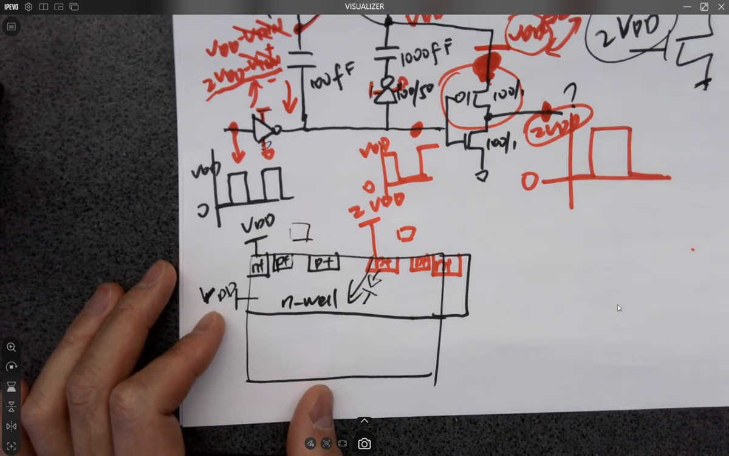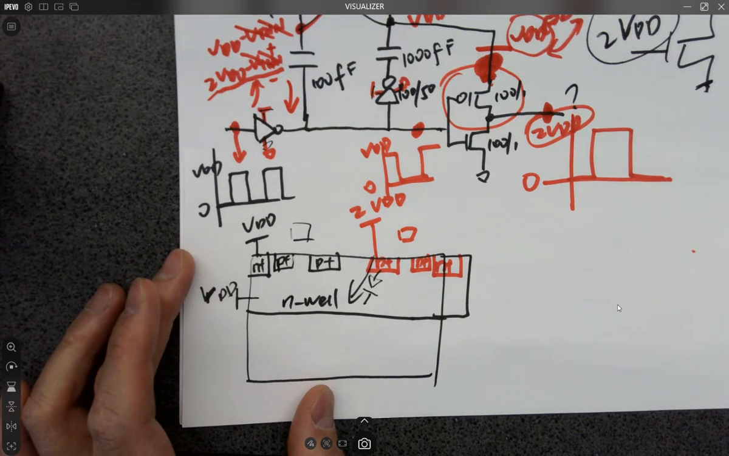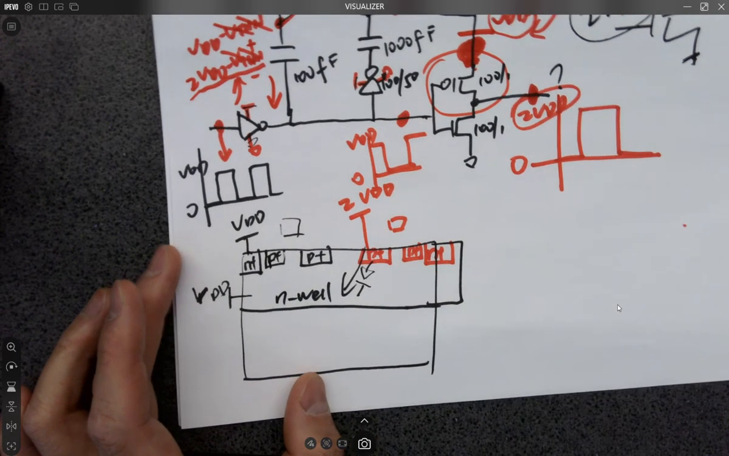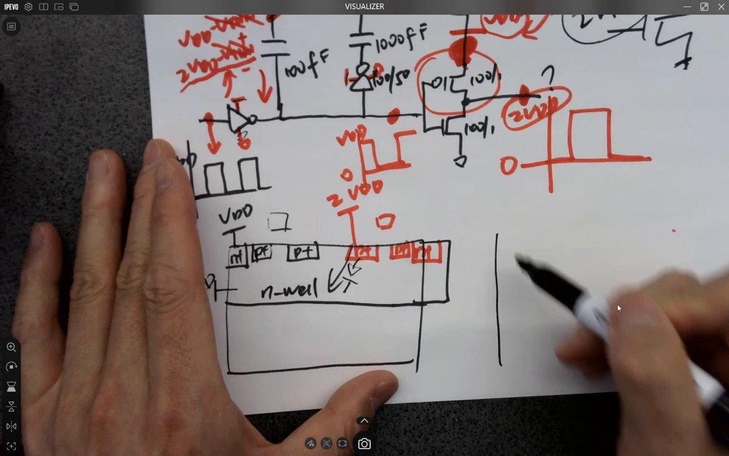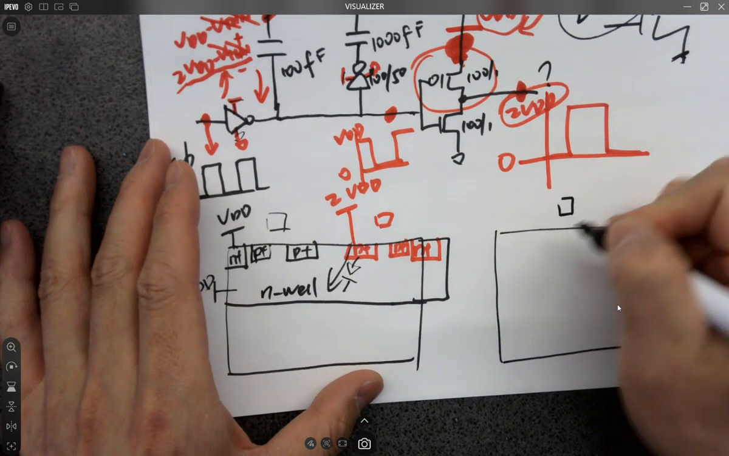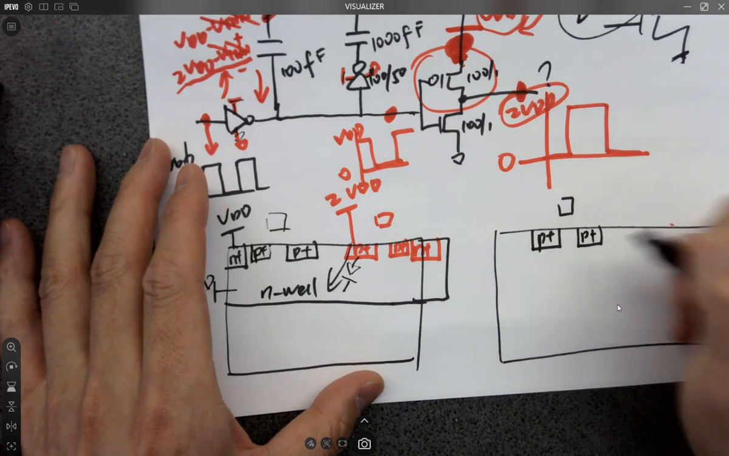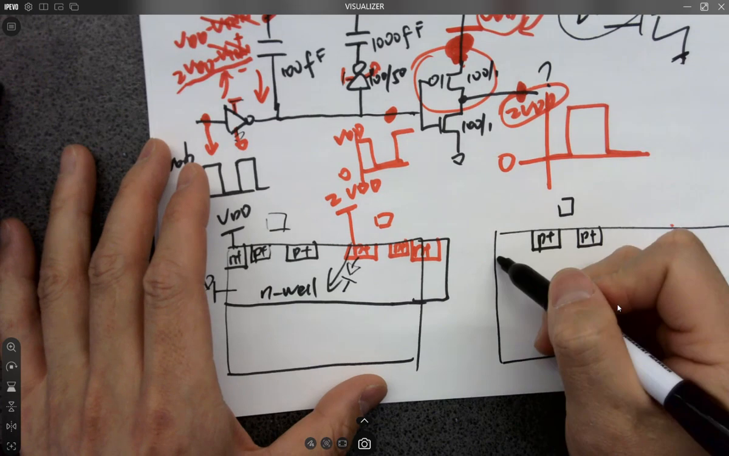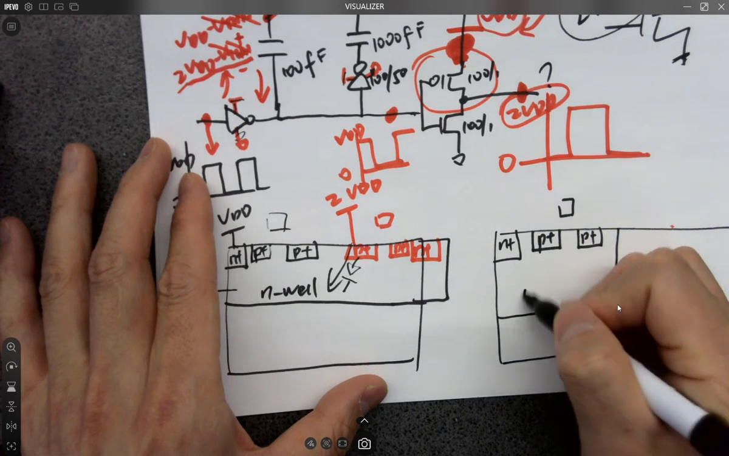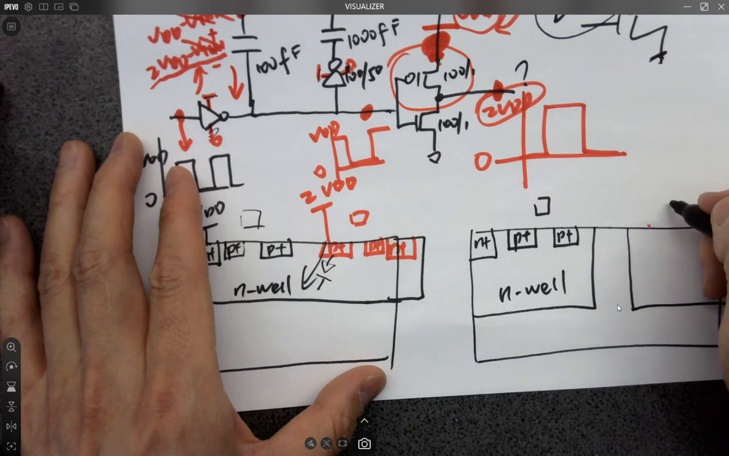Separate the NMOS. These are all PMOSes. Separate N-well. Separate N-well, yes. How to separate it? Crack it? No, just have a separate N-well, right? You don't have to crack the wafer.